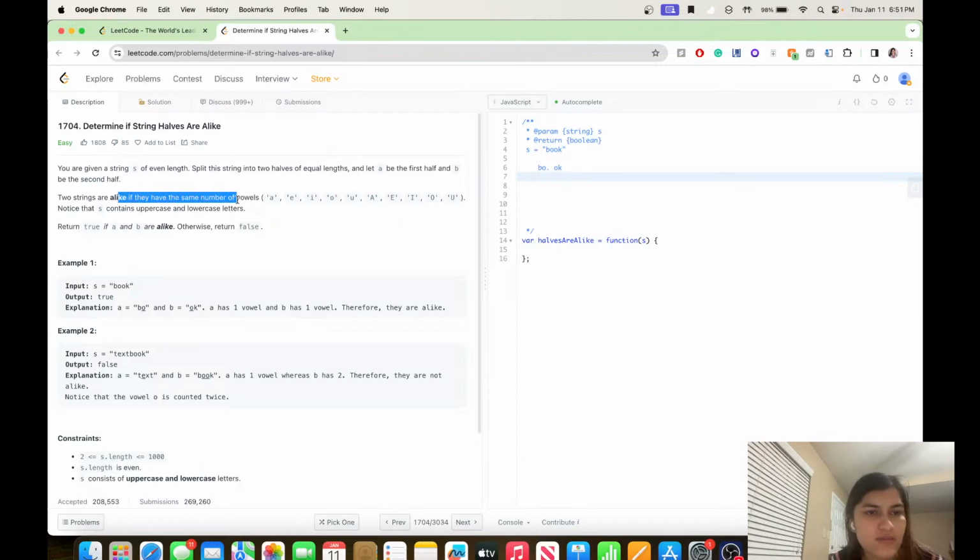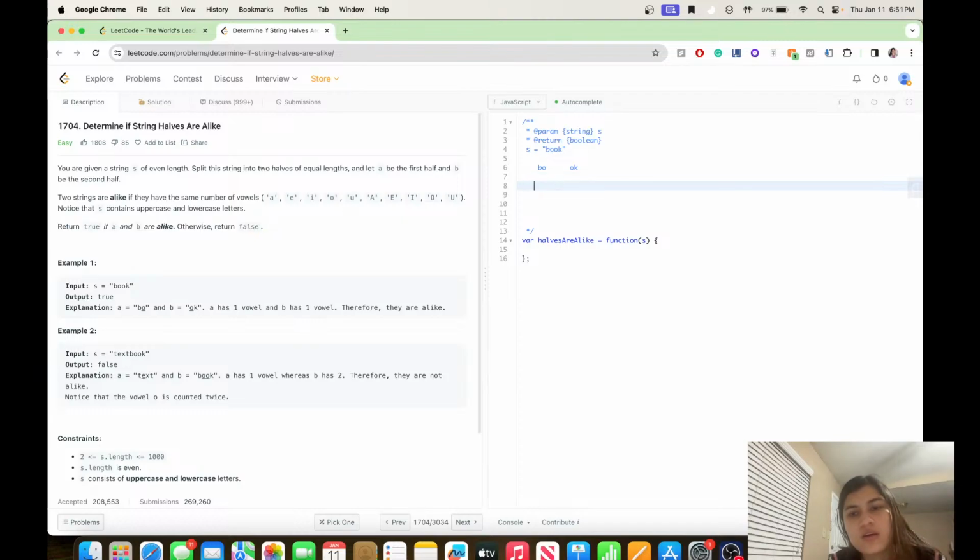Two strings are alike if they have the same number of vowels. Oh, okay. And notice that s contains uppercase and lowercase letters. Okay, got it. So if I split it into two halves of equal length, and both halves are alike, it means they have the same number of vowels. Here the count is one and here the count is one, so they are alike. Return true if A and B are alike, and otherwise return false.